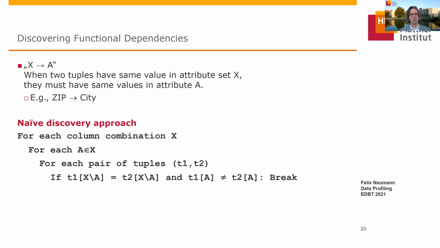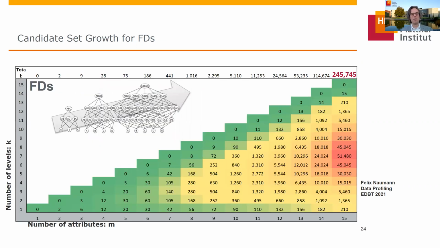So for each column combination, you can extract one attribute, put it on the right-hand side, then you run through all pairs of tuples, check if the sameness holds. If it doesn't, you can break for that particular candidate and move to the next candidate. Of course, this is a catastrophe because you have something exponential, and then inside that exponential loop, you have a quadratic loop, so nothing you'd actually want to implement, right? And the search space actually, as you can see in this chart, grows even more than that of unique column combinations. So in this case, we have 245,000 candidates, because for each column combination, we can pull out each attribute and put it on the right-hand side, right?